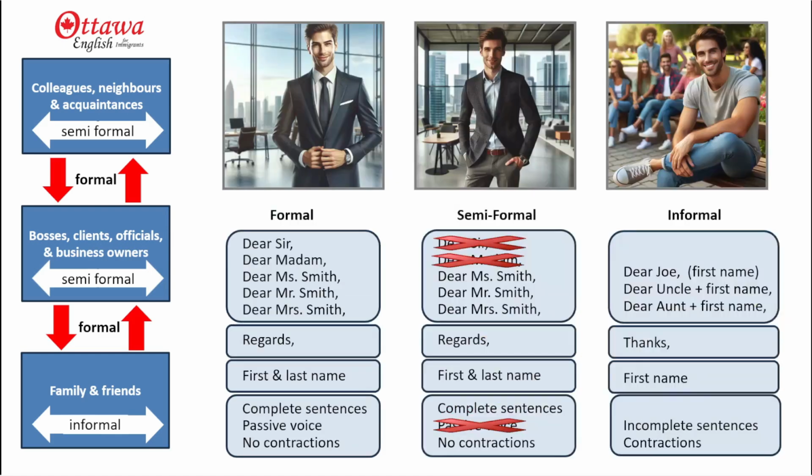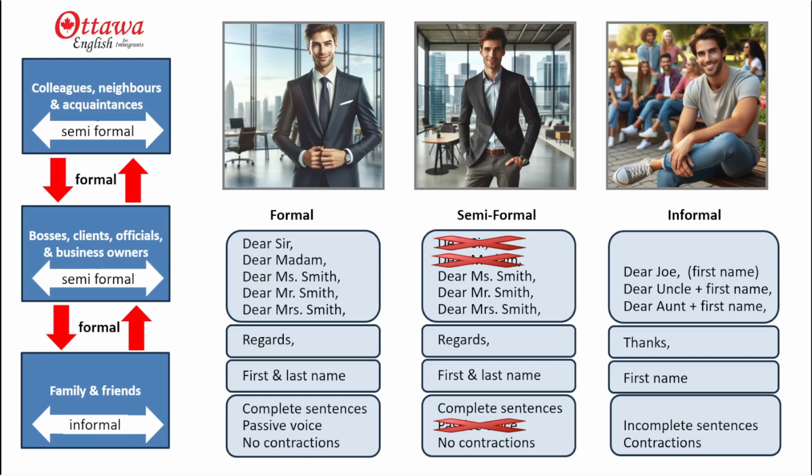So in summary, when it's formal, if you don't know the person's name, use Dear Sir or Dear Madam. If you don't know their sex, choose one or the other. Sign off with regards and your first and last name. Use complete sentences, the passive voice, and don't use any contractions.